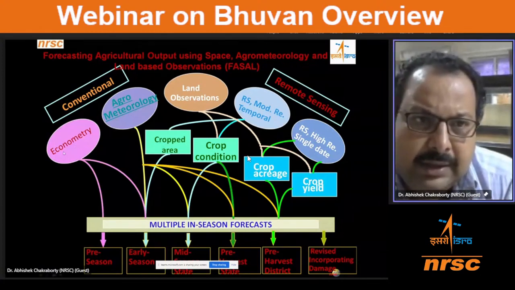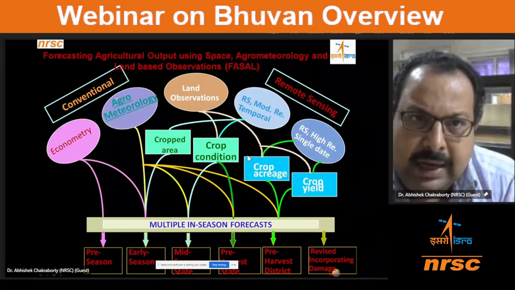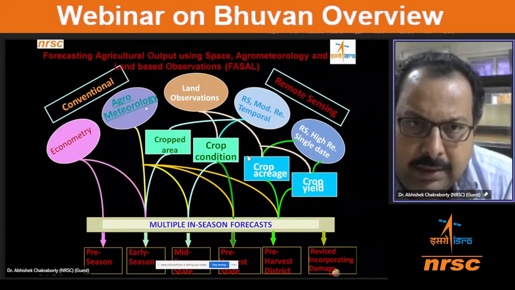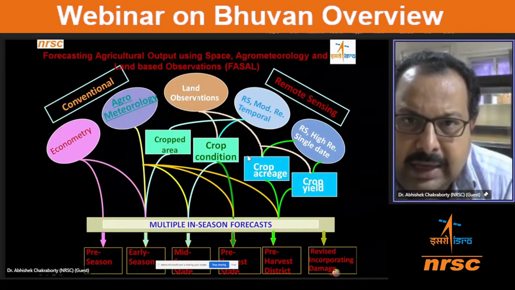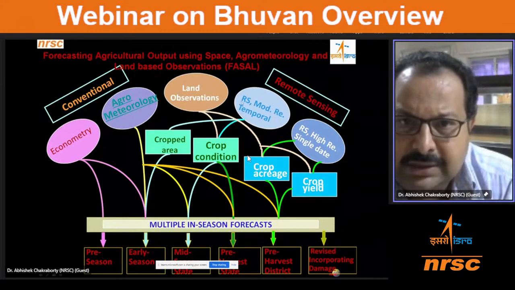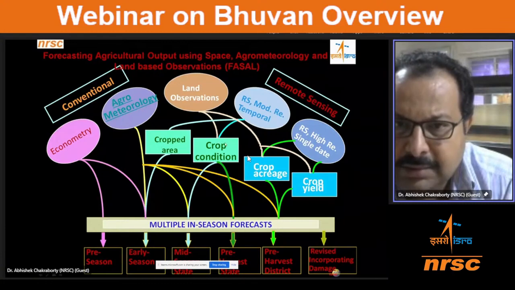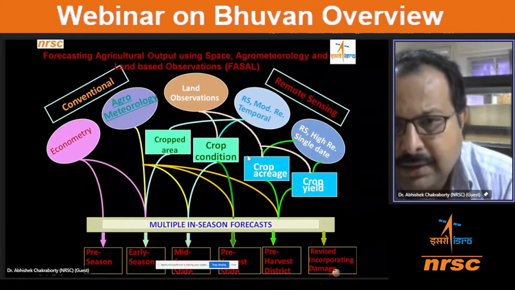So what is required is econometry and agrometeorology for all the weather parameters. It requires land-based observations or satellite observations for crop area delineation and crop conditions, because this is basically a down-regulating factor of the crop yield. Then the acreage and, of course, the yield.